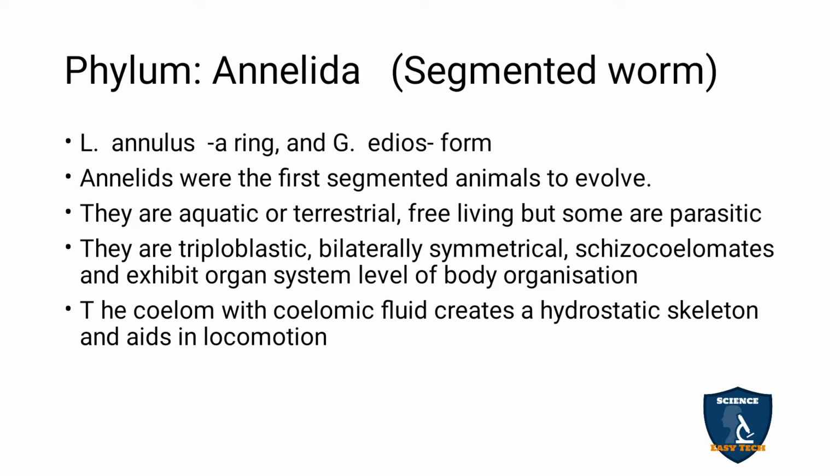So, they are triploblastic, bilaterally symmetrical, coelomates, and exhibit organ system level of body organization. Triploblastic means it has 3 layers: ectoderm, endoderm and mesoderm. Bilateral means when the organism is cut into 2 pieces along only one plane. That is called bilateral symmetry, and we have discussed triploblastic and bilateral symmetry so much.